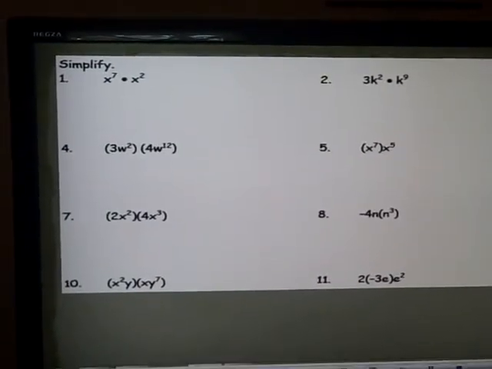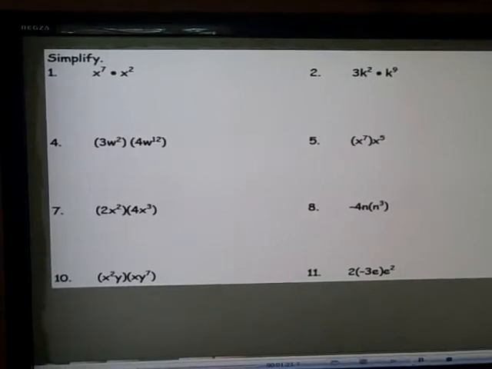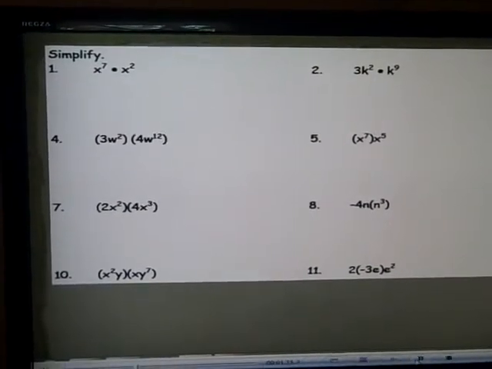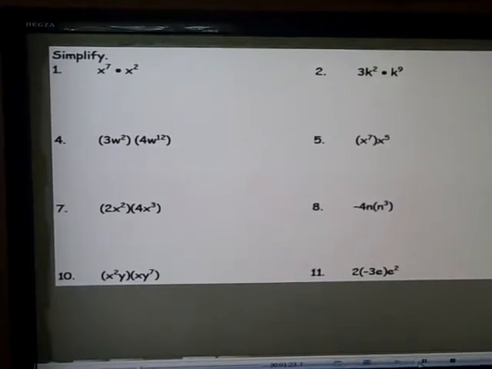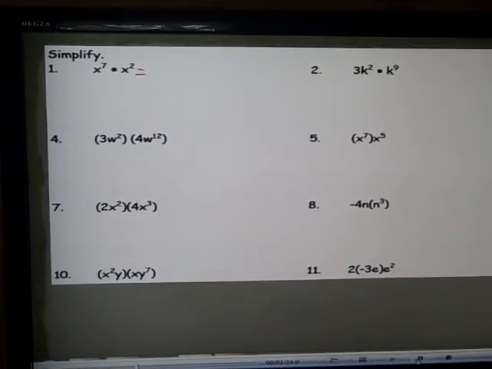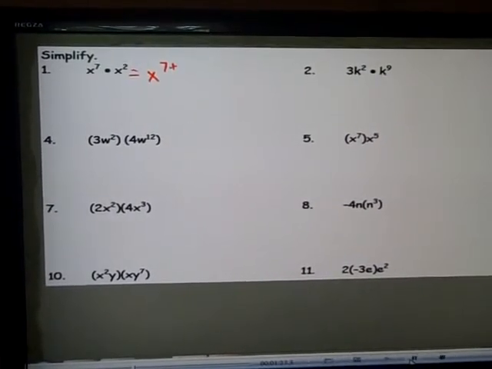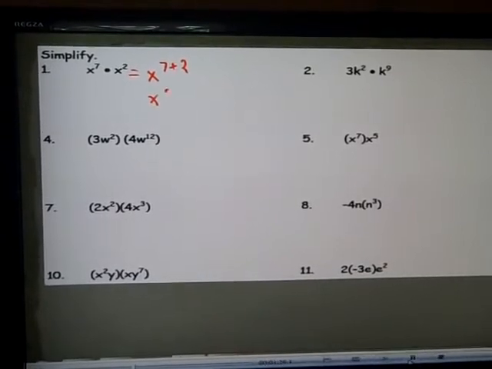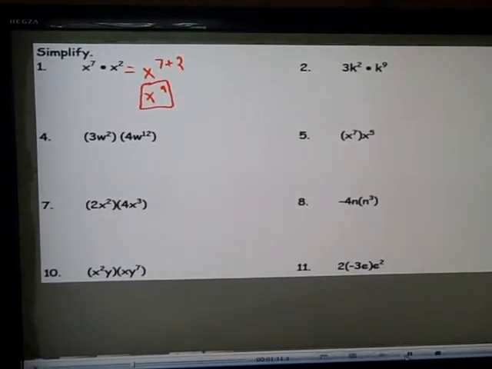Practice problems. Number 1, x to the 7th times x to the 2nd power. Same base, x, just add the exponents. It should be equal to x to the 7 plus 2, which is equal to x to the 9th. And that is the answer.